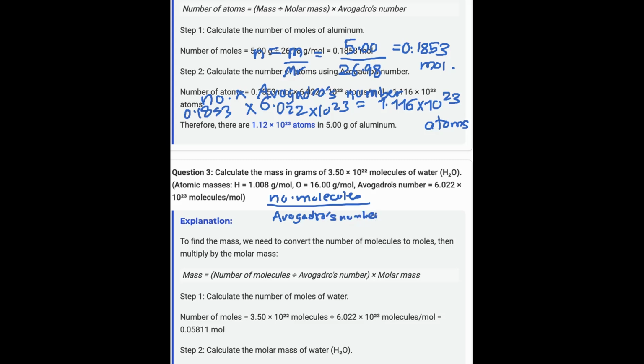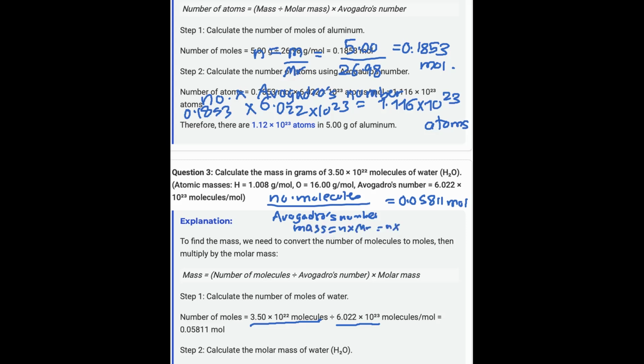So I will divide 3.50 times 10 to the power of 22 by 6.022 times 10 to the power of 23 and find the number of moles. That's equal to 0.05811 mole. If you have the number of moles, it's very easy to find the mass, because mass is equal to the number of moles multiplied by the molar mass.